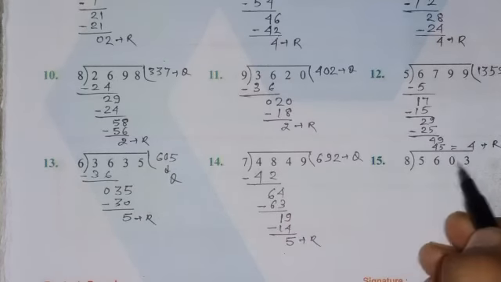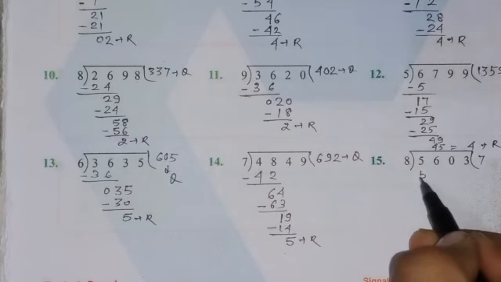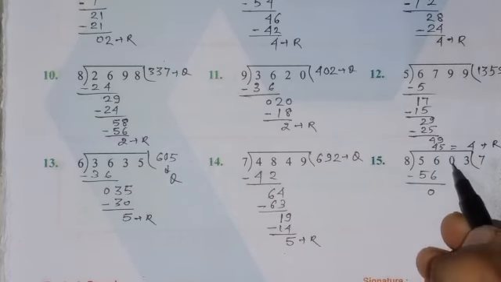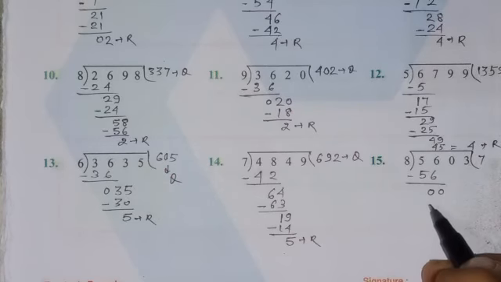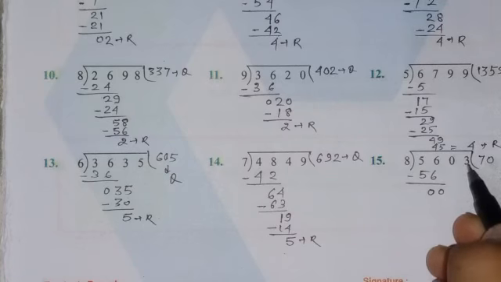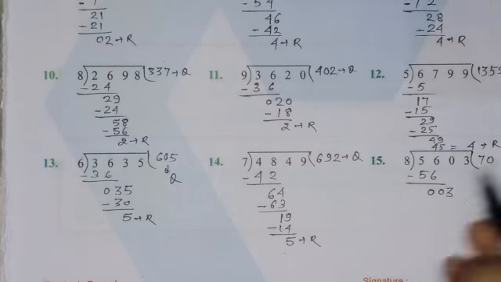See the next question, number 15. On dividing by 8, 8 7s are 56. On subtracting you will get 0. Now write down this digit 0. As you can see, this is not divisible by 8. So write down 0 and write this digit down here. Now this is quotient and this one is remainder.